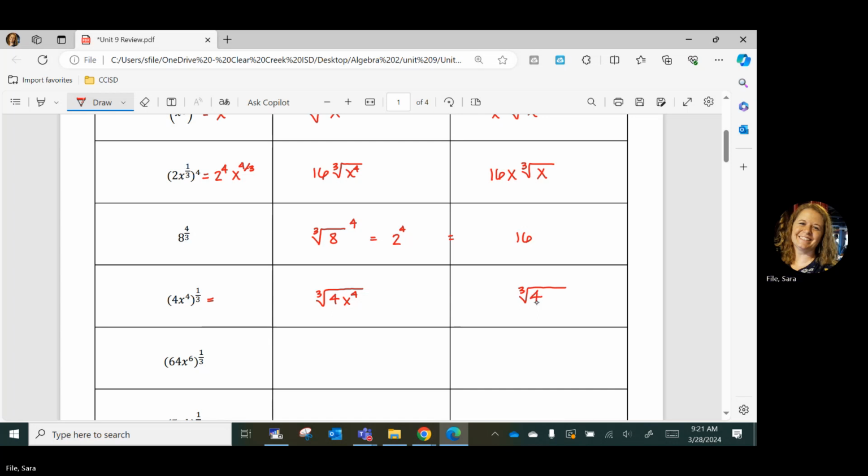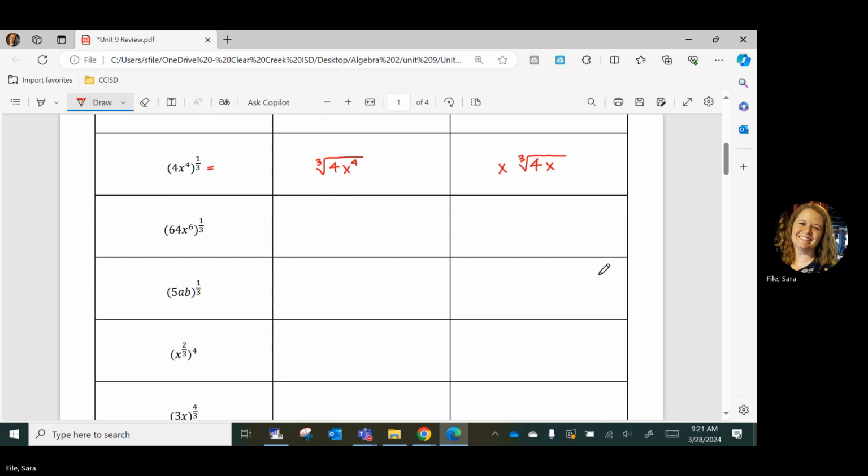But then 3 goes into 4, the power 4, one time. So x to the 1 power is going to come out. But there's 1 left, so x to the 1 power is going to have to stay in as well. All right.